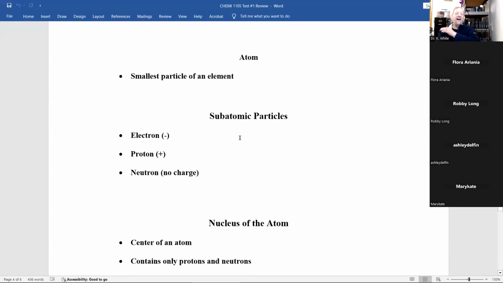All right, now we got some juicy stuff. You should know what is an atom. That's the smallest particle of an element. And if you want to, that has all the properties of an element. You should really know what are the 3 subatomic particles, the 3 particles that make up all atoms. And they are the electron, proton, neutron.